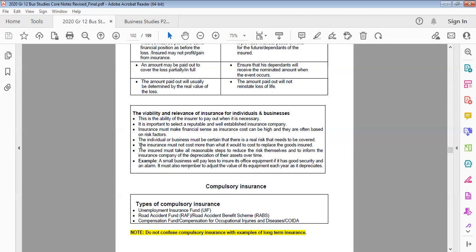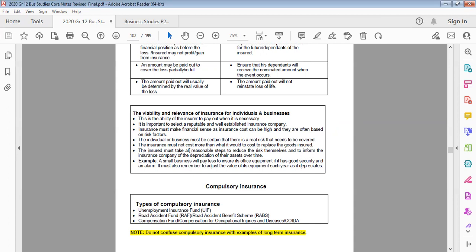And I don't know if you guys saw there was a blizzard in America that made all the cars slide into one another. I just want you to understand that a lot of the insurance companies are going to have to pay out those damages. Insurance must not cost more than what it is to replace the goods.